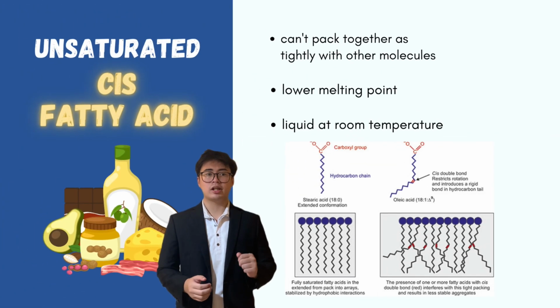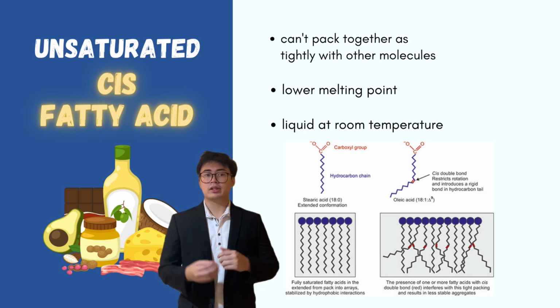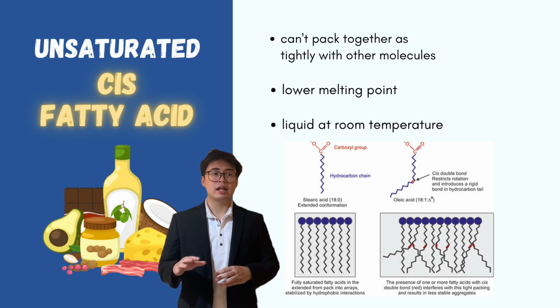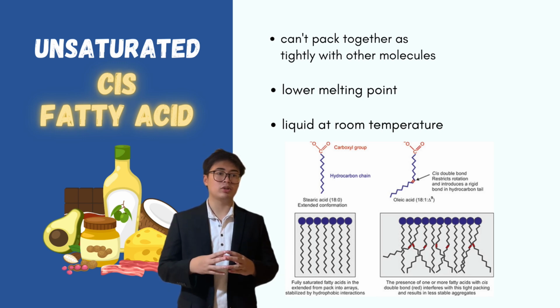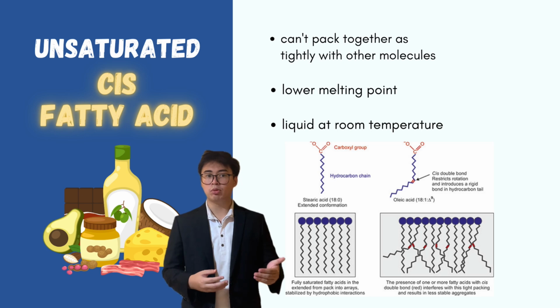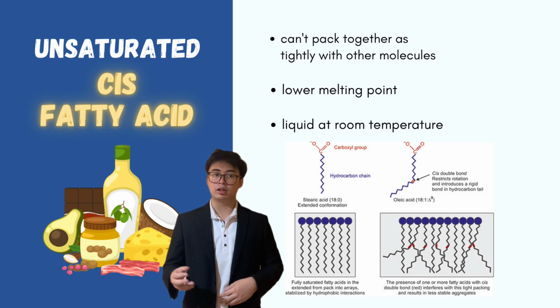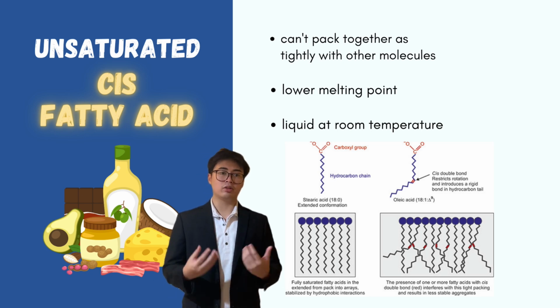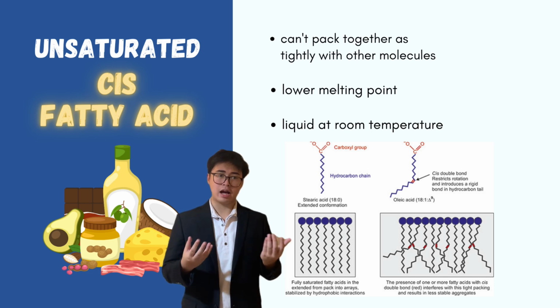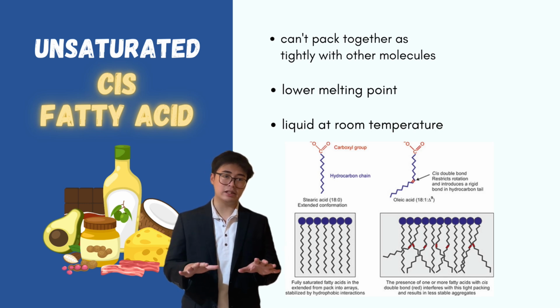These differences in shape are a big deal because a cis fatty acid with its bend can't pack together as tightly with other molecules. This loose packing means it takes less energy to separate them, leading to a lower melting point and often making them liquid at room temperature. Think of a pile of bent hangers. They don't stack very neatly.